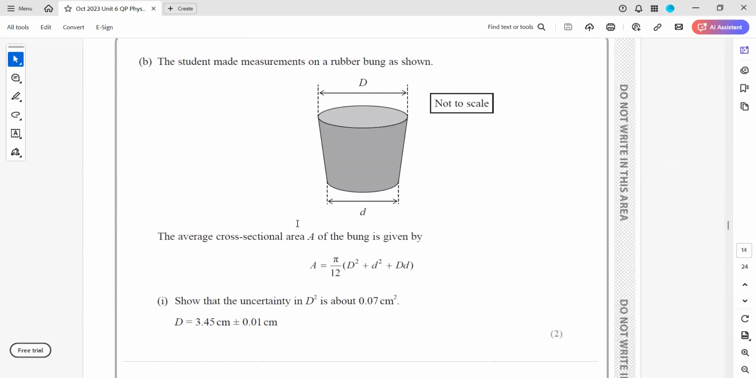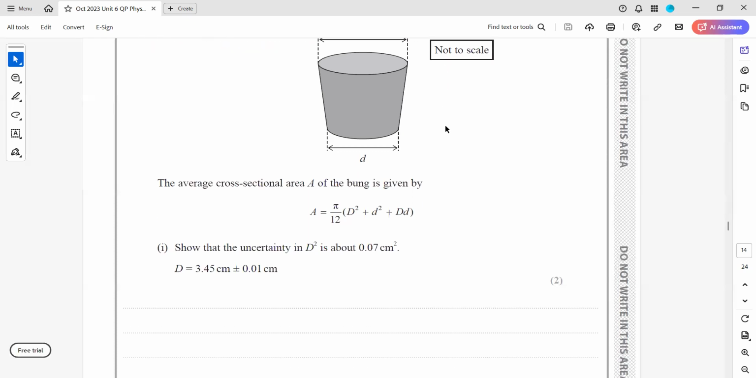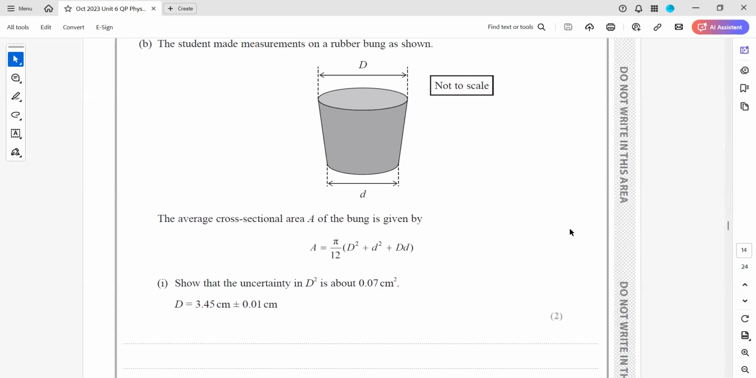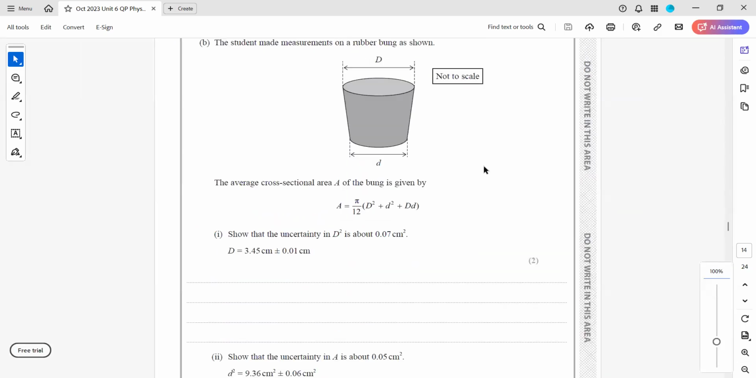The next is a student made a measurement on a rubber bung. As you can see, the average cross-sectional area of a bung is given by the formula A equals pi over 12 times (D squared plus d squared plus the product of capital D and small d). Show that the uncertainty in d squared is about 0.07.